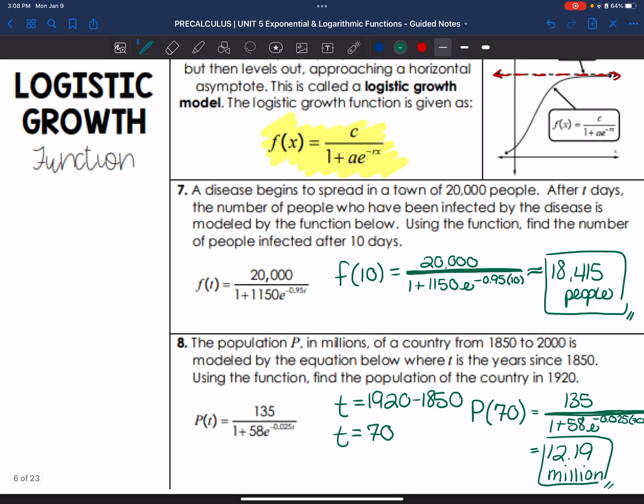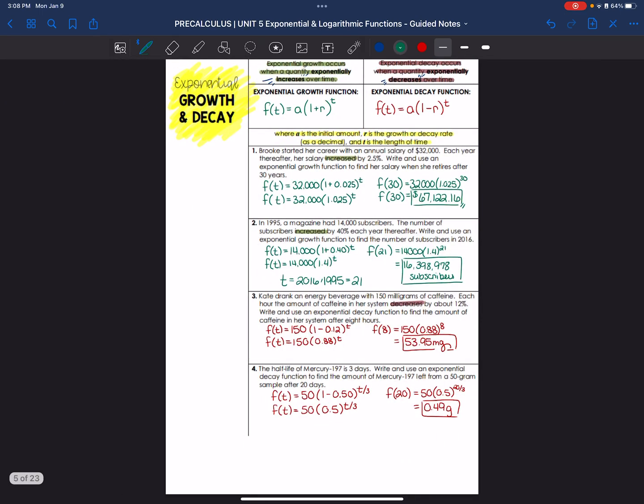So there you have it, ladies and gentlemen. This is a look at modeling real-world situations and analyzing them using exponential growth and decay models.